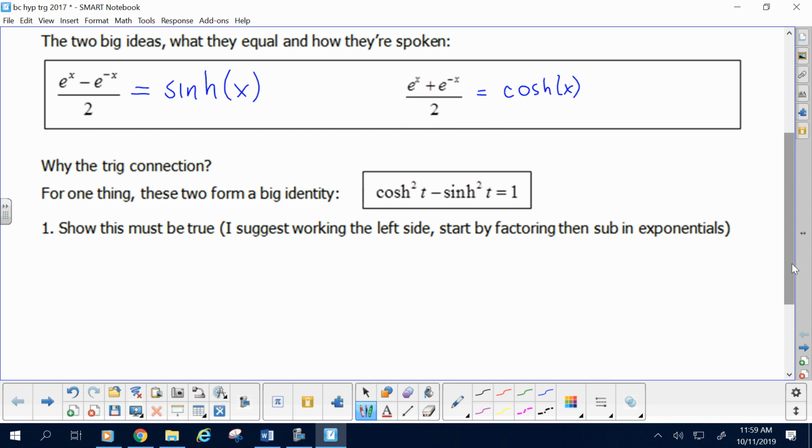So if I said prove this is true, then I would suggest you start by saying, all right, I'll start with this, that which you tell me. And just like any identity, you usually work the complicated side and make it look like the simple side. So, what can I put in place of cosh? E to the x plus e to the negative x all over 2.